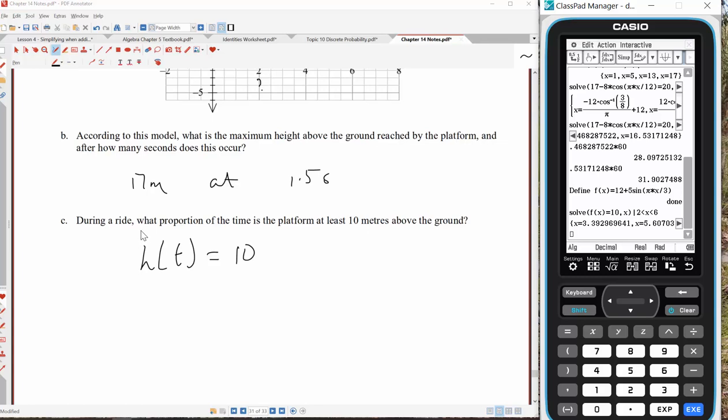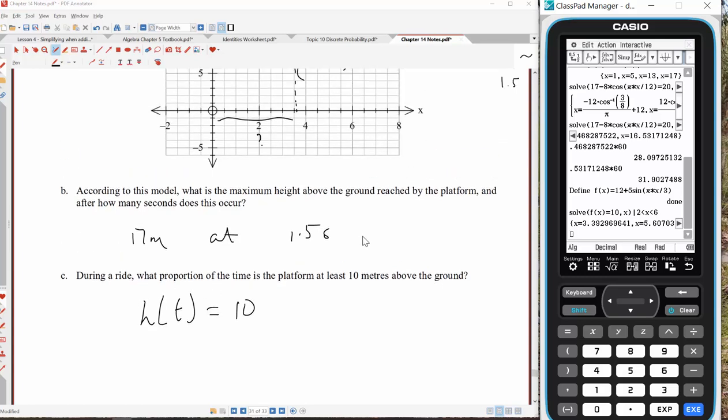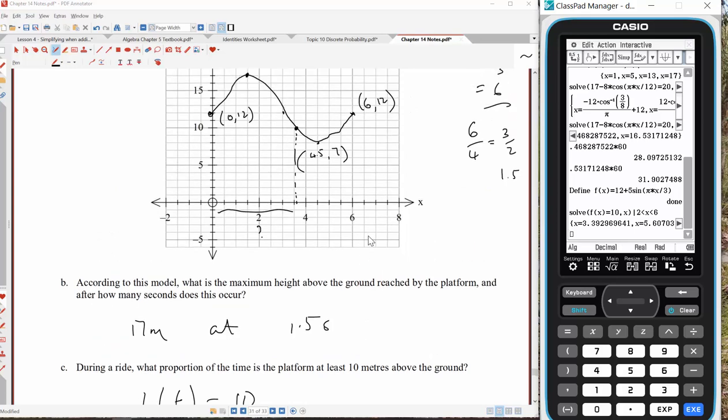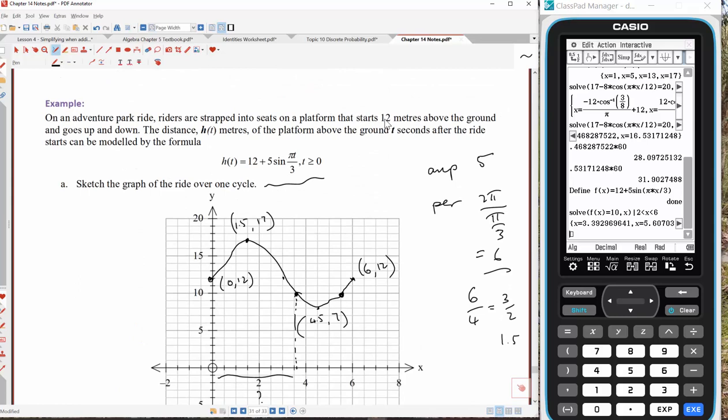Yes, we do. During a ride, what proportion of the time is the platform at least 10 metres above the ground? All right, different strategy. What I'm going to do is actually work out for how long the ride is below 10 metres. So I'm going to work out how long this happens below 10 metres. Now, once I've got that, what I'm going to do is remove that from the cycle of the ride, which is 6 seconds.